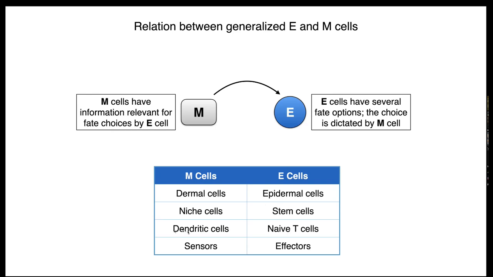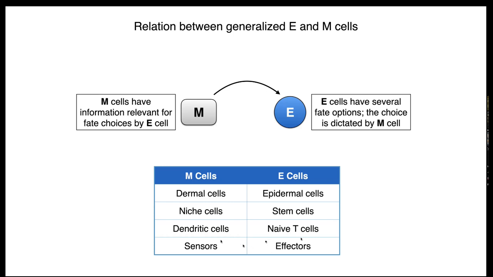Then we have relation in immunology between dendritic cell and T cells. So dendritic cells have some information about what kind of pathogen they encounter. Naive T cells, which are T cells that haven't yet encountered any signals, have fate choices. They can become different types of effector cells, memory cells, and so forth. What dictates that fate choice? Signals produced by dendritic cells. Because dendritic cells have that information, in this case, it's not positional information, but it's information they receive from encountering pathogens.